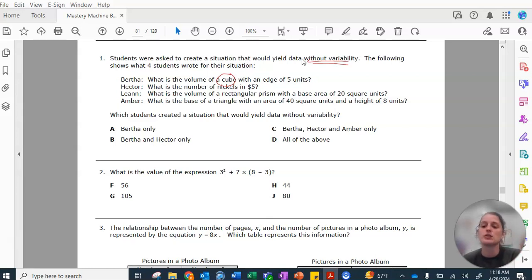What is the number of nickels in $5? Remember, a nickel is 5 cents. You could count by 5 cents till you get to $1. Multiply that times 5. Okay.